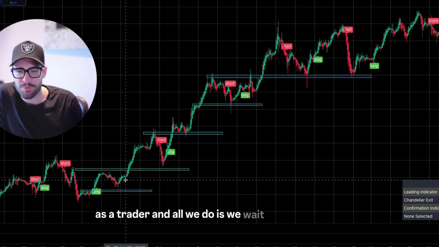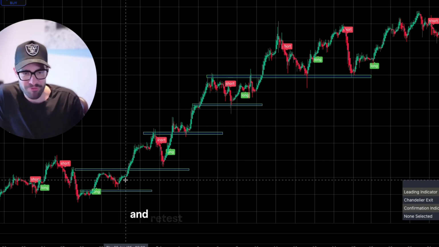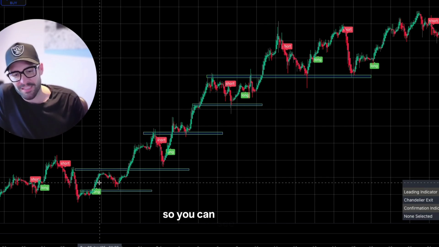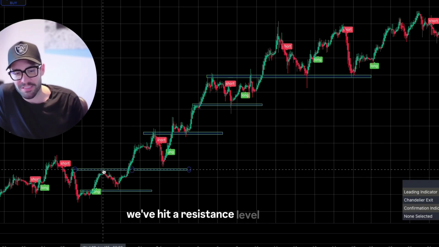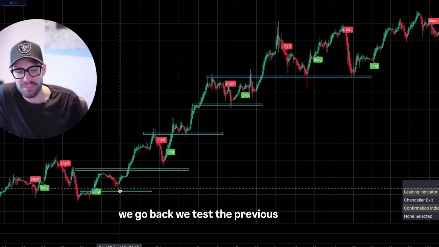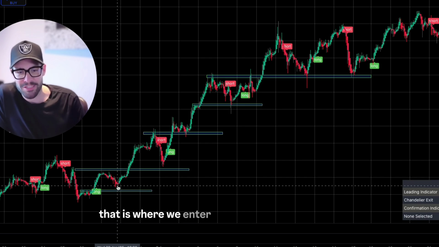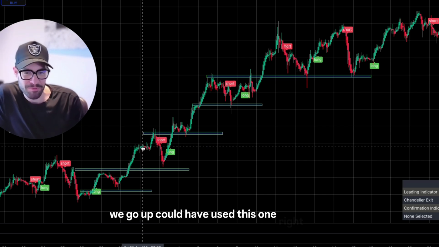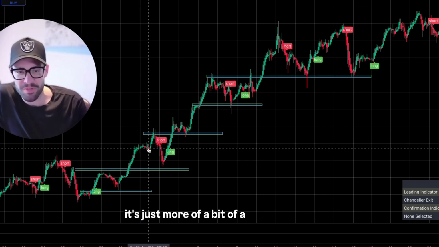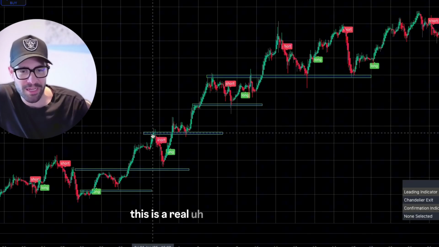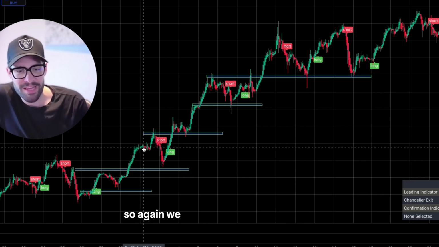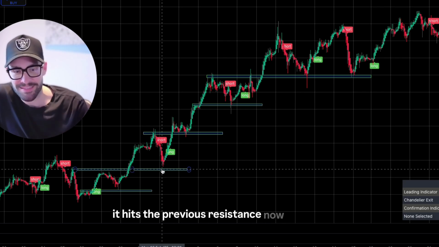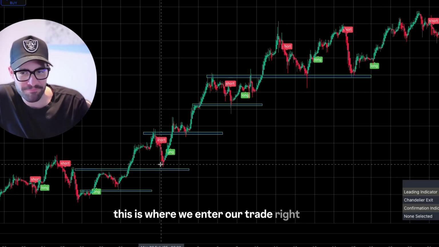All we do is wait for it to retract and retest the once resistance level and now use it as support. So you can see a big rally, we've hit a resistance level right here. We go back, we test the previous resistance, now support. That is where we enter our trade. Let's try it again. We go up. We could have used this one right here, but realistically it's just more of a consolidation. This is a real deflection right here. So again, we travel up, we hit resistance, it goes back down, it hits the previous resistance, now support. This is where we enter our trade right here.